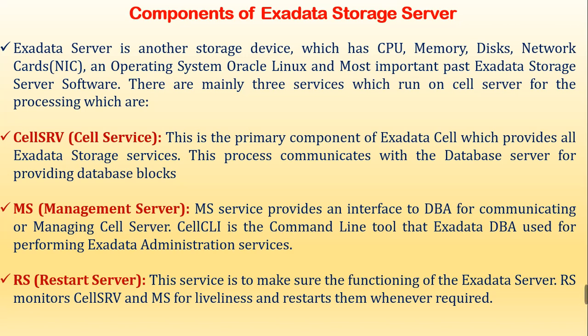And the next one, MS, the management server. The MS service provides an interface to the DB for communicating with or managing the cell server. CellCLI is the command line tool that the Exadata DBA uses for performing Exadata administrative services. And then RS, the restart server. This service makes sure the Exadata server keeps functioning. RS monitors the cell services and MS for liveliness and restarts them whenever required.